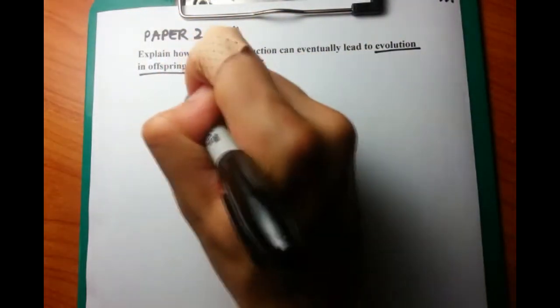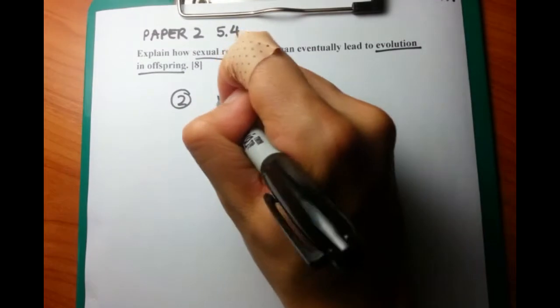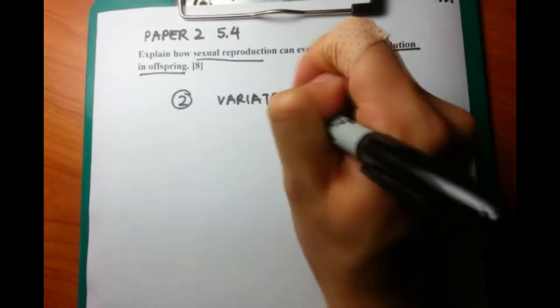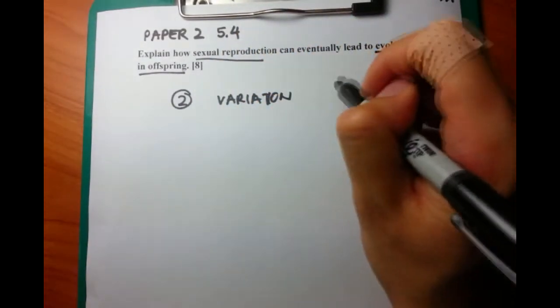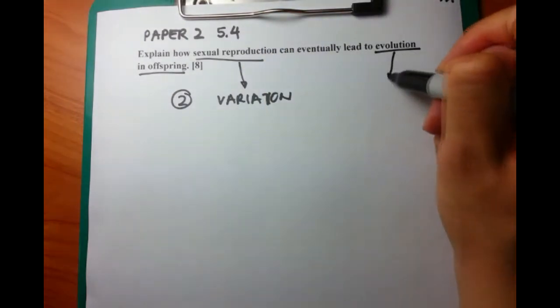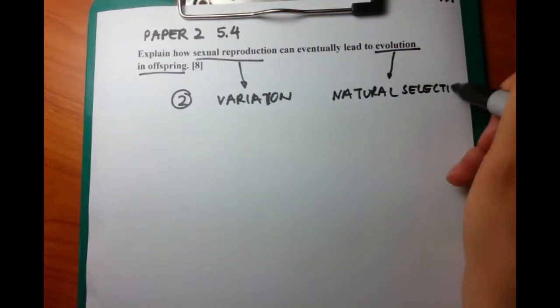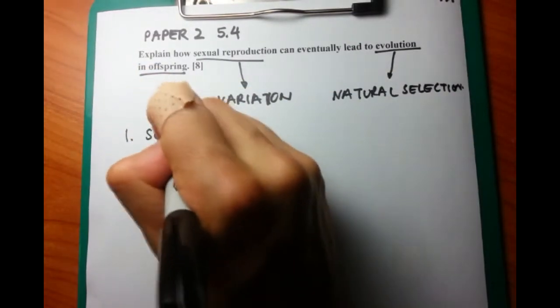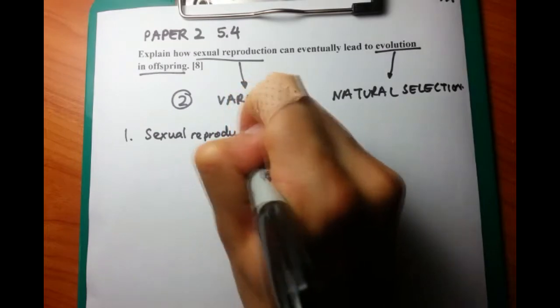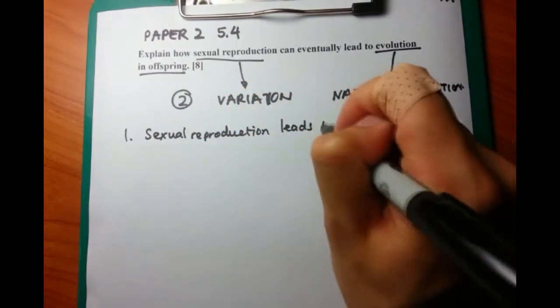Explain how sexual reproduction can eventually lead to evolution in offspring. What I'm going to talk about in this question is about how to answer it, and it's kind of tricky. When they talk about sexual reproduction, they want you to talk about variation or increasing numbers of different traits, and then afterwards with evolution, they want you to talk about natural selection or decreasing that number of the variation.